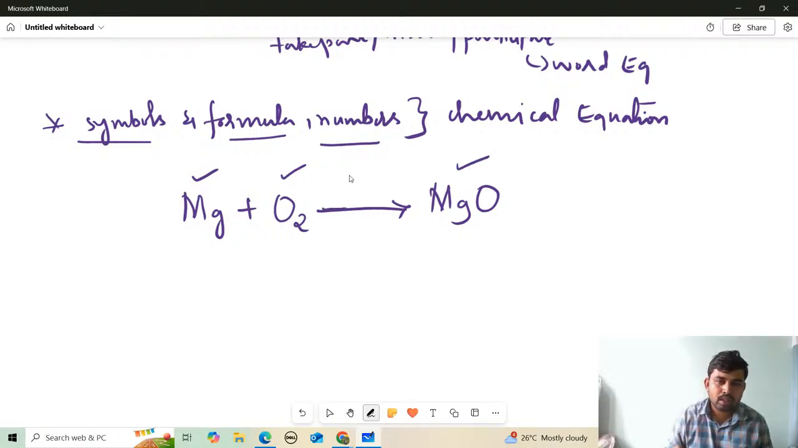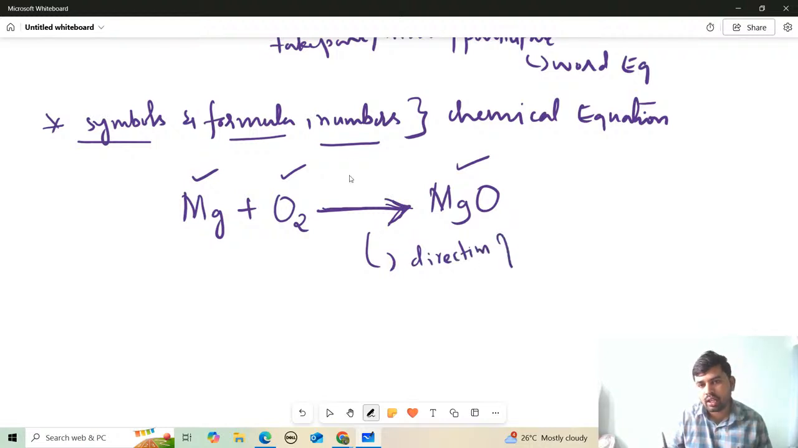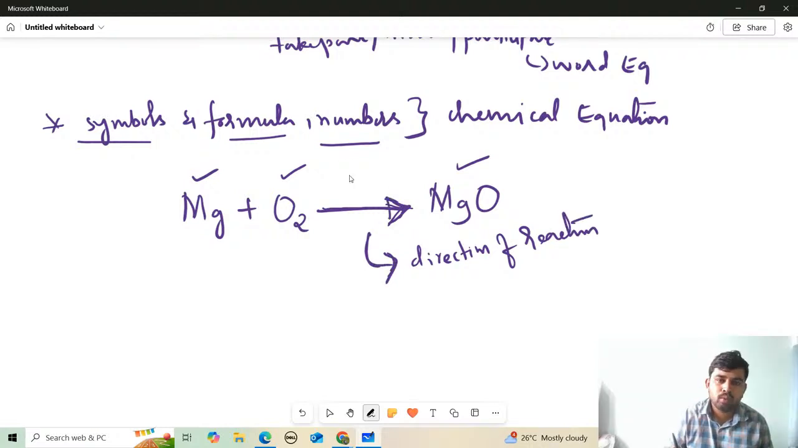In this process, the head of the arrow represents the direction of the reaction. So it represents in which direction the reaction is taking place. This arrow should be towards the products, which indicates the direction of the reaction. Okay, so this is how we write a chemical equation.